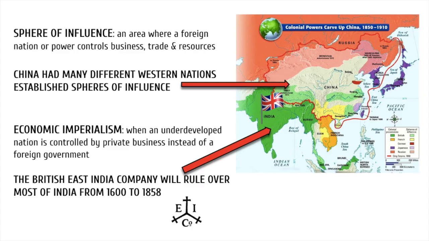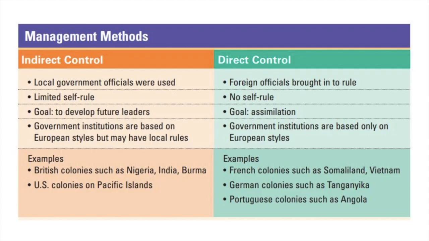And then also economic imperialism. When we get to look at India, India will be under the economic imperialism of the British East India Company from 1600 to 1858. So in India, we literally have a business, a company, running an entire nation under their economic control. That's from 1600 to 1858, and then things will change, but we'll learn that a little bit later.